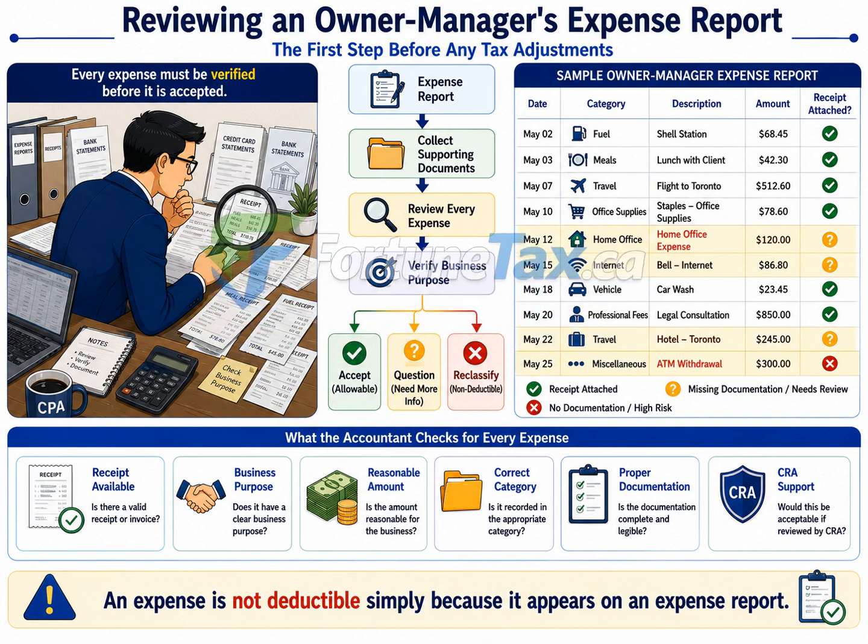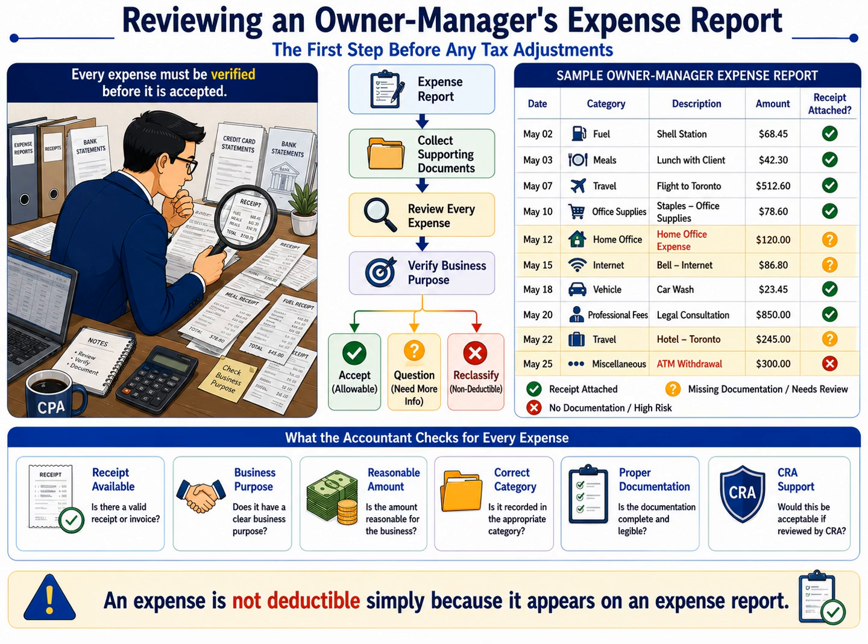As you work through the expense report, pay attention to several important factors. Confirm that a valid receipt or invoice is available. Verify that the expense relates directly to business activities. Ensure that the amount claimed is reasonable under the circumstances. Check that the transaction has been recorded under the correct accounting category. Make sure the supporting documentation is complete and legible. Finally, ask yourself whether the claim could be confidently defended if the CRA requested supporting evidence.